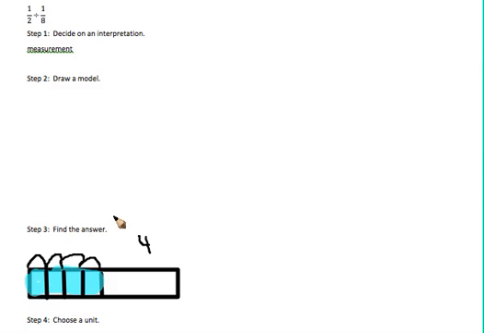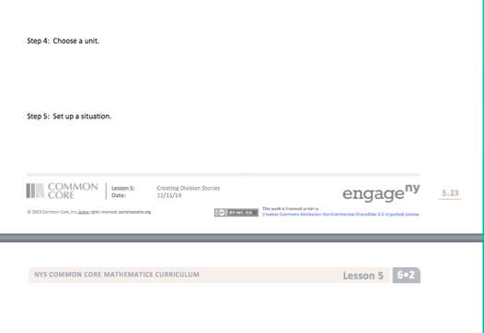Choosing the unit in step 4 is simply choosing some type of representation. We'll say that 1/2 is pounds of candy, and 1/8 is also the pounds of candy. So our units then are pounds of candy. And to set up the situation, we're just simply going to write the story problem.